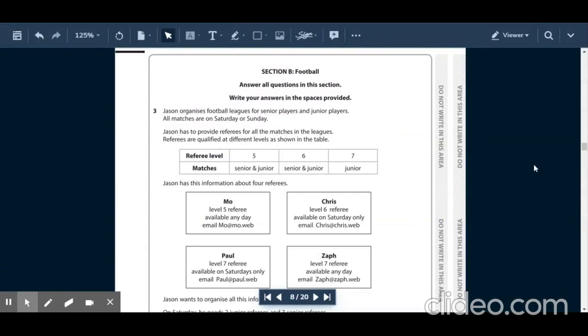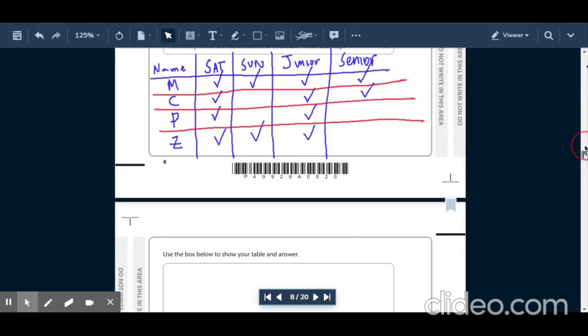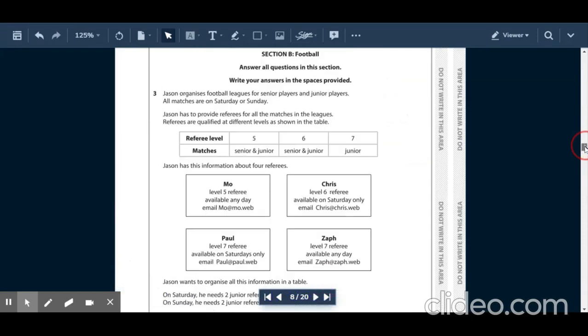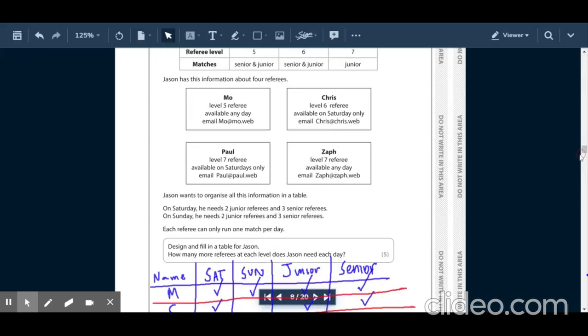All right, so the next question is a table question, and it's really not a very nice question. I've drawn the table quite messily down here. So there's a lot of information here. First thing, we need to look at their level, and that tells us if they can referee senior or junior or both. And then we've got the days they are available here. And then we need to say how many more referees he needs for each day. I'm going to draw a table. And the other piece of information is each referee can only run one match per day.